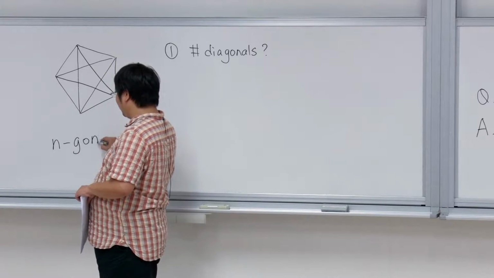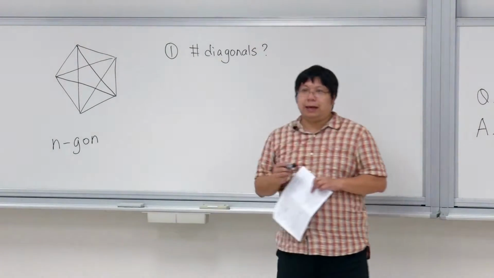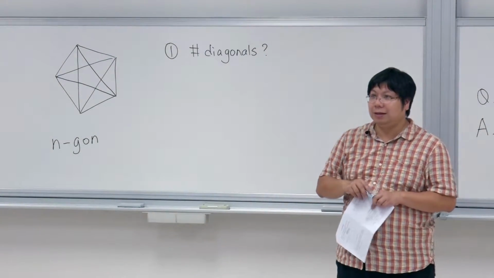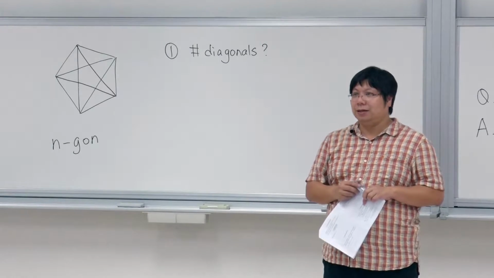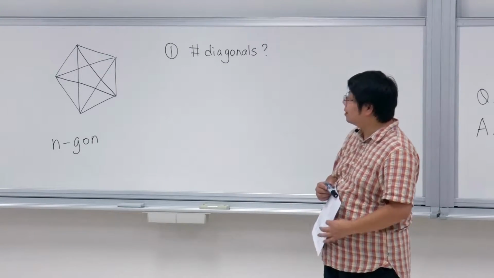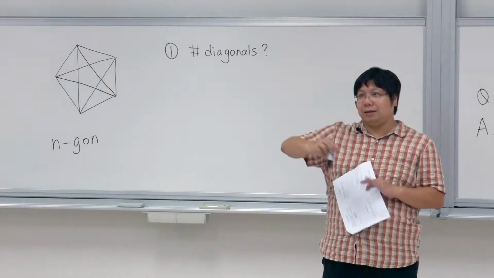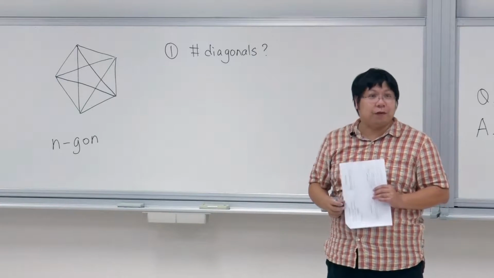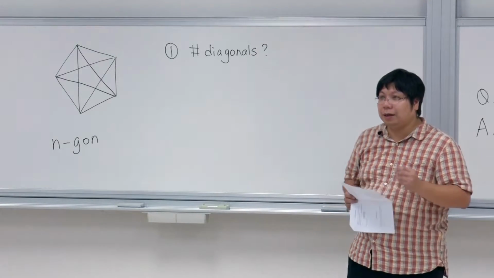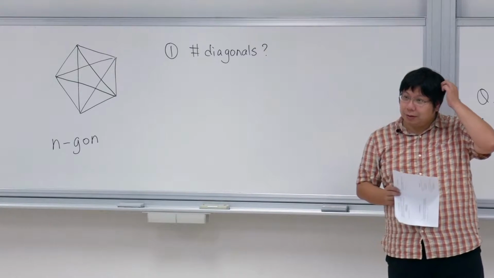Let's call it an n-gon. How many diagonals are there? So here, how many diagonals? Here, you don't count the outermost, you count the inner part. So there are 5 of them, right? So how do we calculate this number of diagonals?